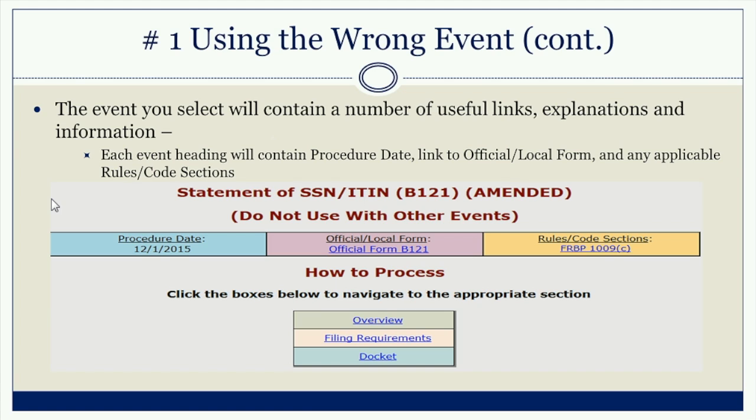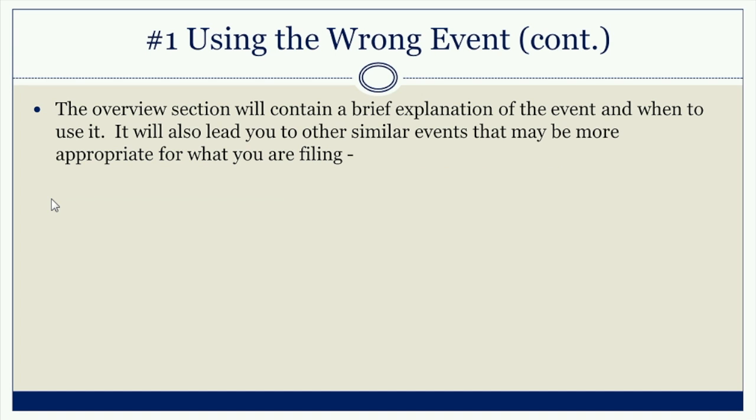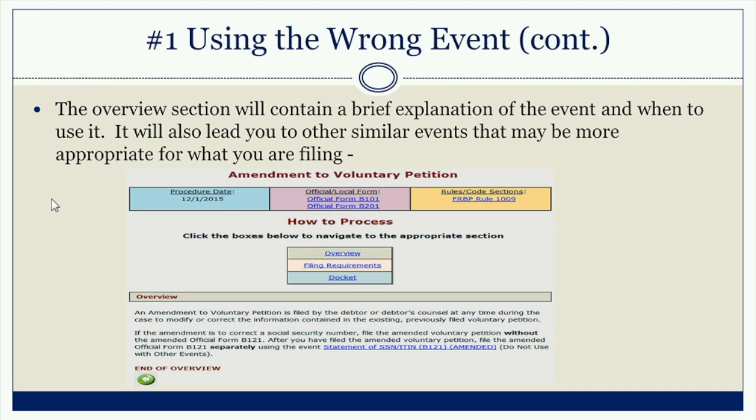Okay, the event that you select will contain a number of useful links, explanations, and information. Each heading will contain the most current procedure date. It'll have any local or official norms. It'll also have a link to any rules or code sections. Underneath the heading, you'll see an overview, filing requirements, and docketing section link that pertains to the event you're looking at.